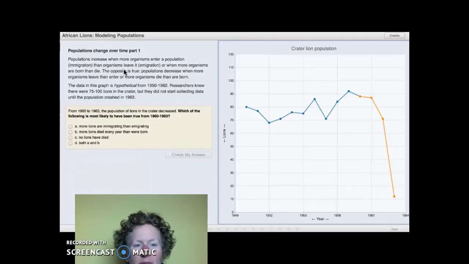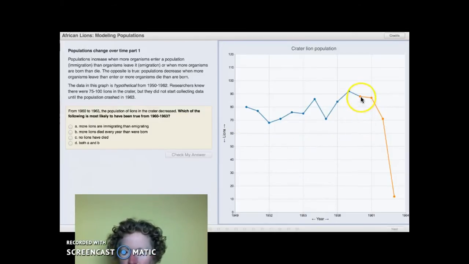The data in this graph is hypothetical from 1950 to 1962. Researchers knew that there were about 75 to 100 lions in the crater, but they did not start collecting data until the population crashed here in about 1963. From 1960 to 1963, the population of lions in the crater decreased. Which of the following is most likely to have been true from 1960 to 1963?